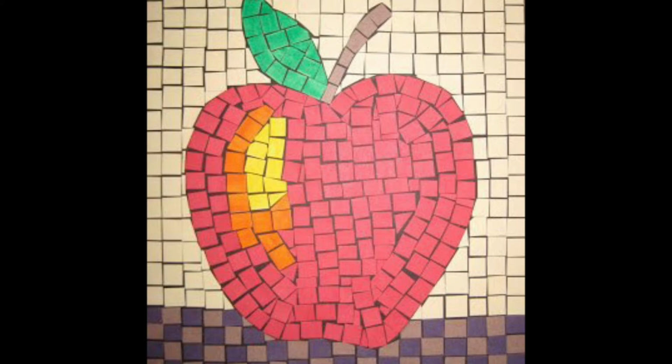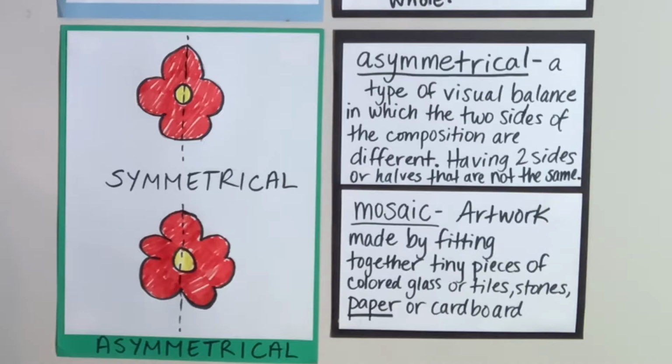We are going to create a mosaic today using some asymmetrical shapes and some symmetrical shapes. So you will need a piece of paper for your background and colored pieces of paper for the top of the mosaic, the tiny pieces of paper that we're going to use today. You will need a glue stick or glue, and you will need a pair of scissors.